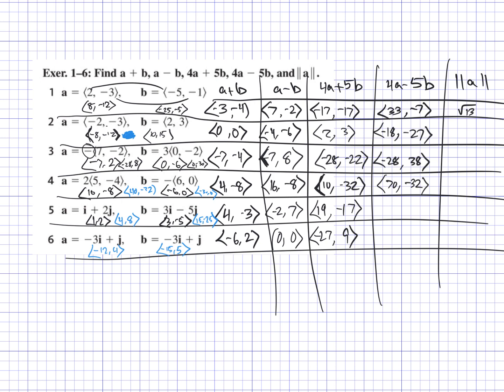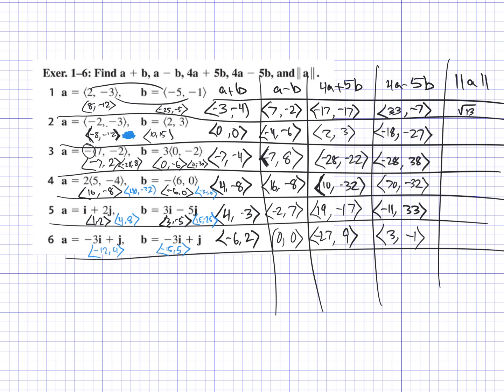All right, number 5. 4 minus 15 is negative 11. 8 plus 25 is 33. And number 6, negative 12 minus a negative 15 is plus 15, so 3. And 4 minus 5 is negative 1.